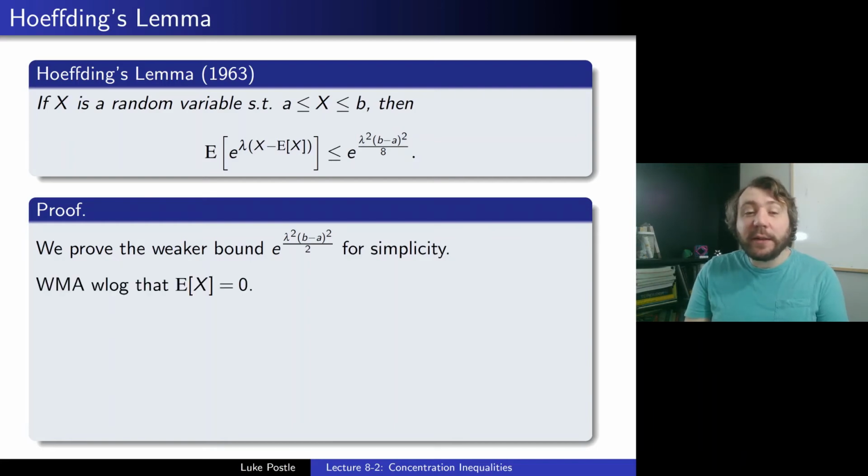Then what can we do? We'd assume without loss of generality that E[X] is equal to 0. We can do that again by shifting, so that's without loss of generality. And then what would we know?